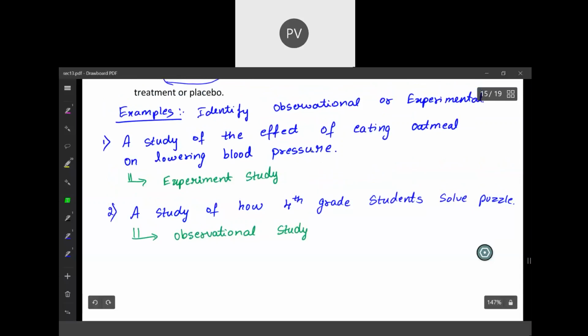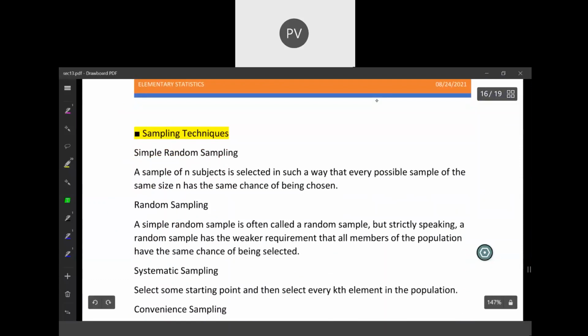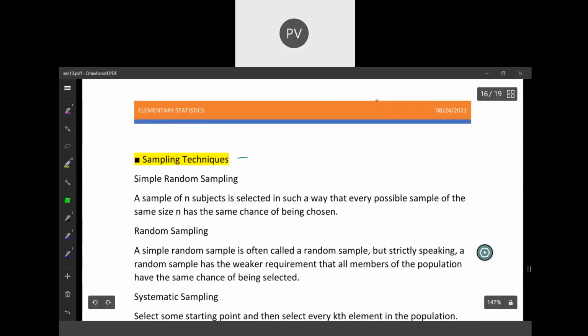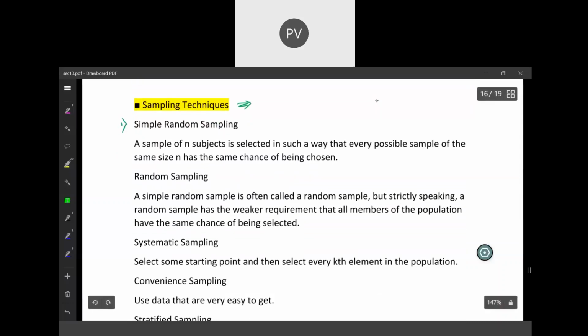So these are the two examples. Now let us study about sampling techniques. Okay, types of sampling techniques. First type is simple random sampling. So what is simple random sampling? Here, a sample will be selected in such a way that there will be an equal chance given to all the individuals. Okay, each has an equal chance of being selected.